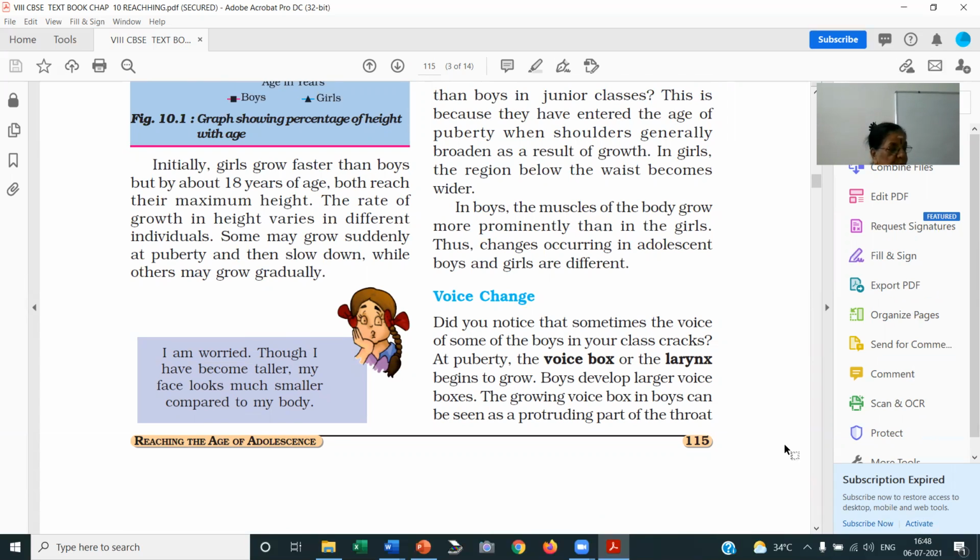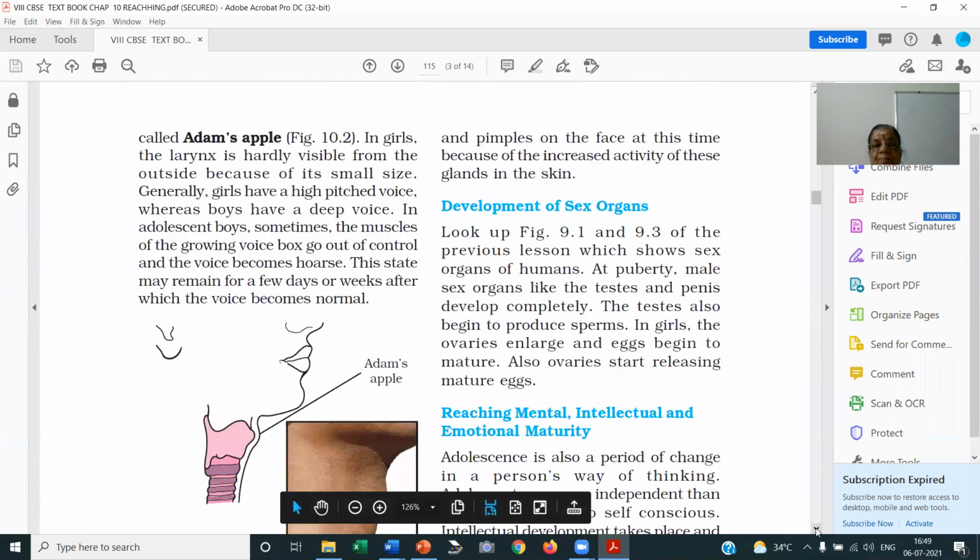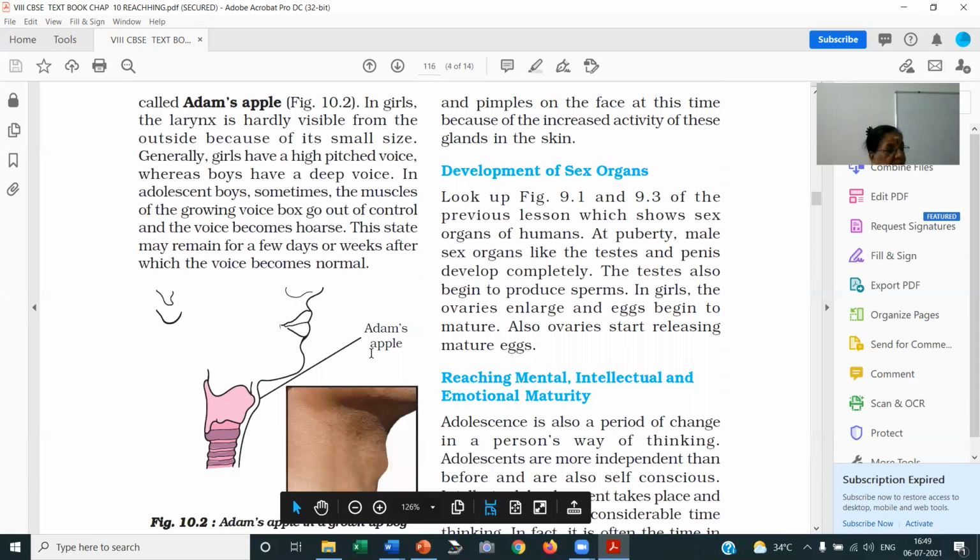Then, as we said in the introduction, voice box or Adam's apple. Adam's apple is the protuberance or projection of the voice box or the larynx in the throat portion of the voice. At puberty, the voice box or larynx begins to grow. The boys develop a larger voice box. The growing voice box in boys can be seen as a protruding part of the throat, as in the picture in the introduction. That protruding part of the throat is called Adam's apple.